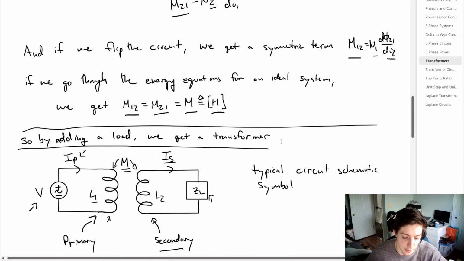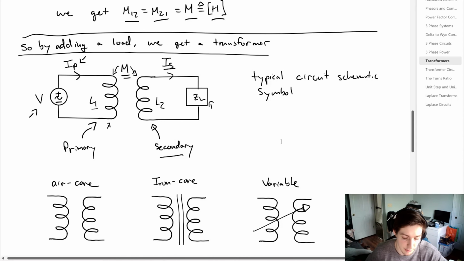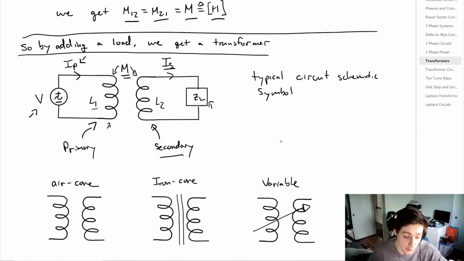Now as far as transformers, there's a few variations you might see. So you have an air core transformer, where you just have two coils of wire and air in between. Now you might also get these vertical lines, which symbolize an iron core, and that has a strong impact on the performance of the transformer. And then you also have something called a variable transformer, where you get this arrow going through. Sometimes you might get the iron core lines, depending on what kind of transformer you're looking at. But this is a variable circuit schematic, so it means the value can change on the fly.